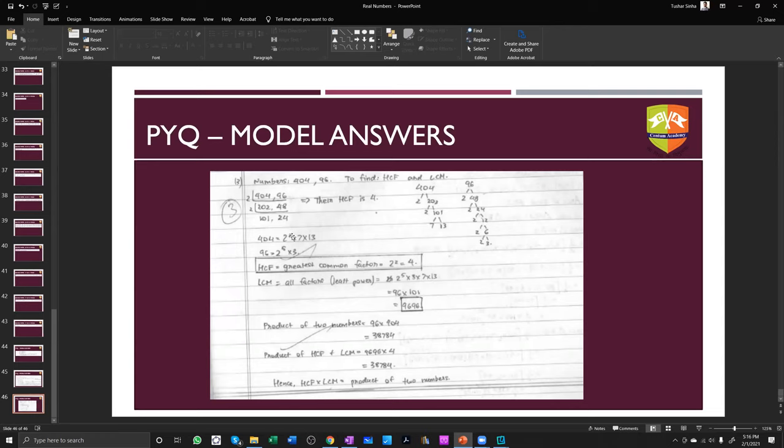Okay, so 404 is 2 square into 7 into 30, and 96 is 2 to the power 5 into 3. HCF is the greatest common factor, so 2 square is 4. LCM takes all factors with the highest power. Product of two numbers, achha, this verification part you want to do. So the product of two numbers, 96 into 404, and the product of HCF into LCM is the same amount. So hence HCF into LCM is the product of two numbers.